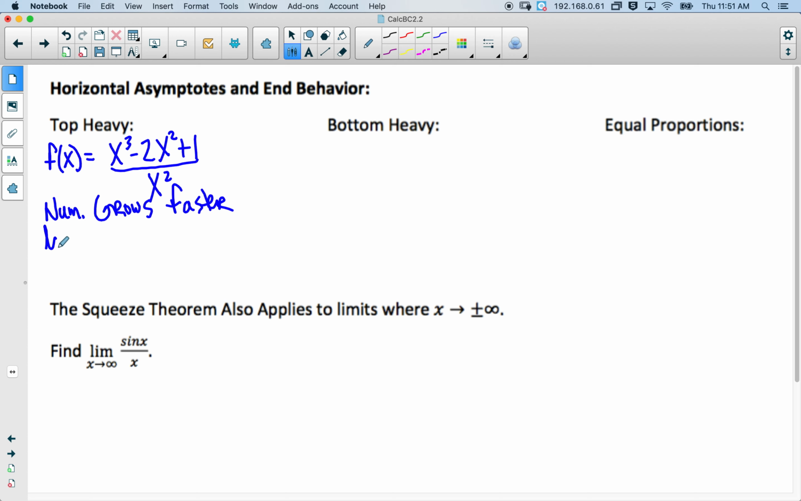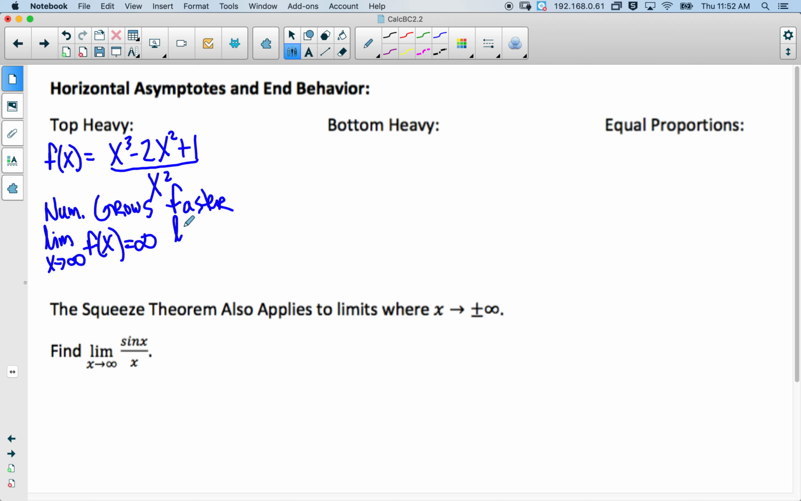So let's just start with taking a look at positive infinity. So as x goes to infinity, and again, remember you have to put the function, I'm just going to write f of x, as this is going to infinity, this numerator is growing so much faster than the denominator, it's going to go to positive infinity.